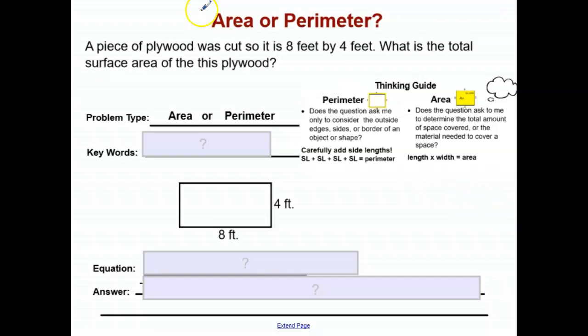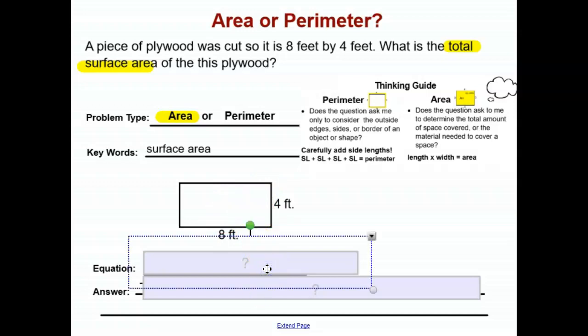Okay, so the total surface area tells you that you're not just considering the outside edges of the plywood. They want to know the total surface area. So what type of problem is it? Yes, area. The key words, well, there was a huge one. It basically told you. It asked for the surface area of the plywood. Pause the video, write your equation to determine the total surface area of the plywood, and write your answer in a complete sentence on your scratch paper.